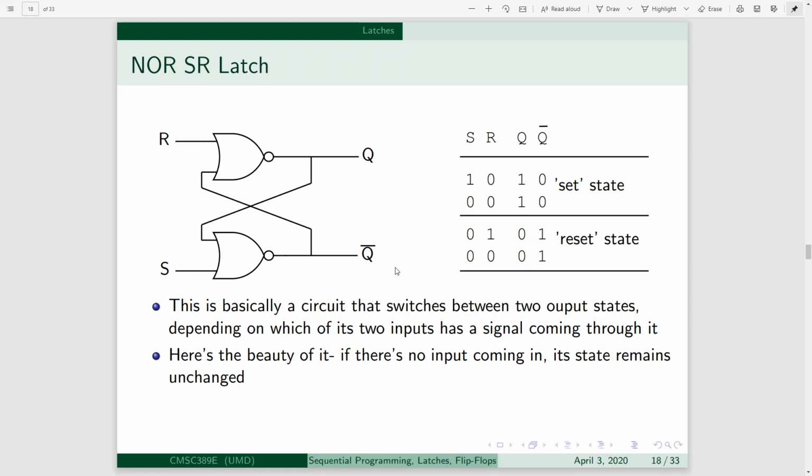So here's what we've got. This is a NOR SR latch. Give it a set and a reset state. And the real beauty of it is, if there's no input coming in, its state remains unchanged. That is, if nothing is coming in, whatever's coming out of Q and Q bar is going to be unchanged, and that's our neat little key here. So we can talk about it.